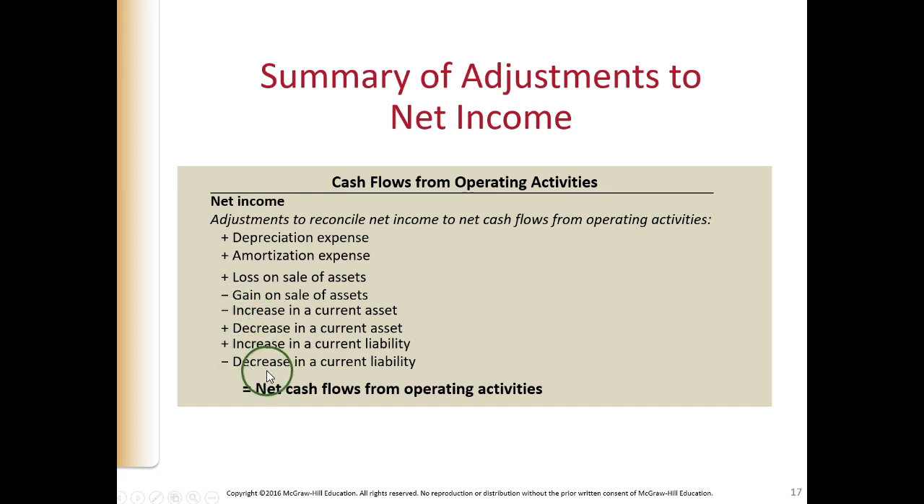Now these increases and decreases I'm talking about are from the beginning of the year to the end of the year. Did the balance in those current asset accounts increase or decrease? I'm not talking about the actual increase or decrease that happens on a daily basis. I'm just talking about the beginning of the year numbers compared to the end of the year numbers in these current asset and current liability accounts.